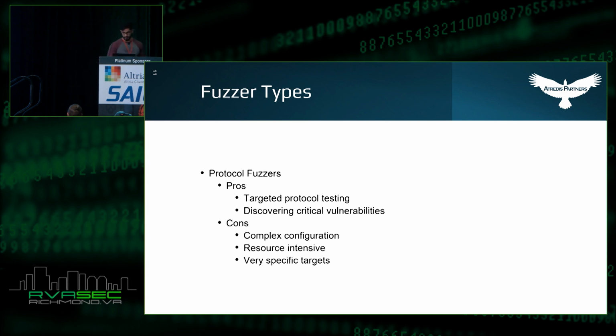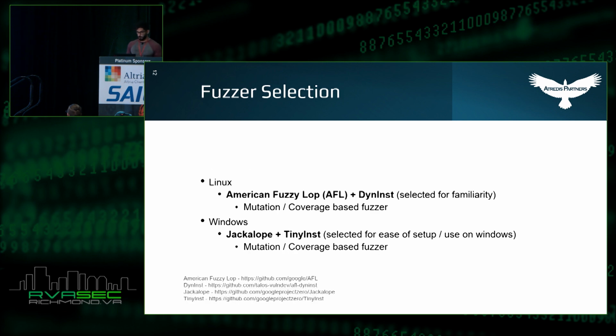So now, for what we selected. We used American Fuzzy Lop, or AFL, with Dynast for Linux, and this was selected for familiarity. We also used Jackalope and TinyInst on Windows, and this was selected for ease of setup and use on Windows.